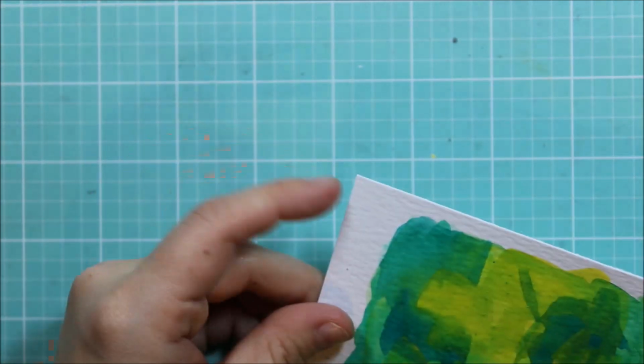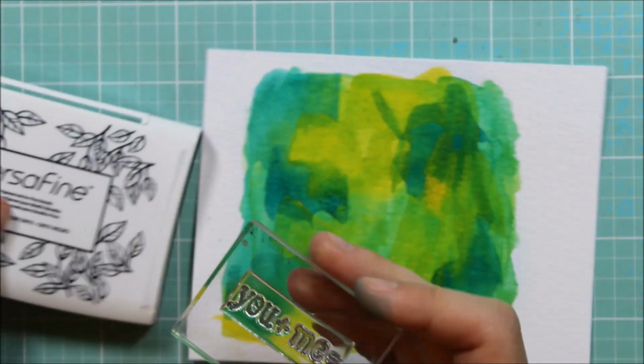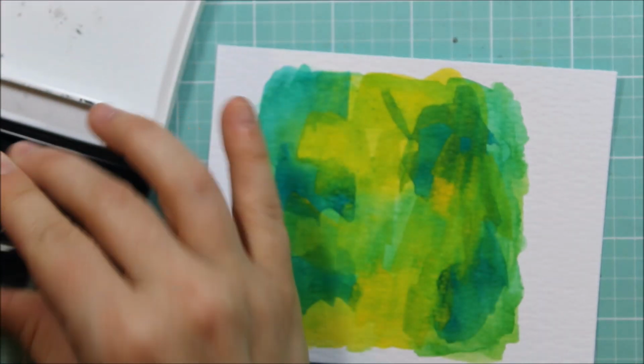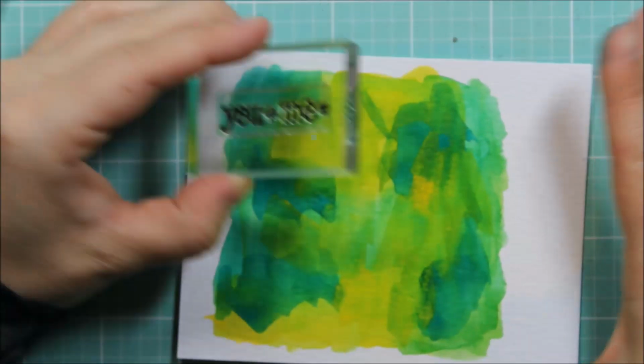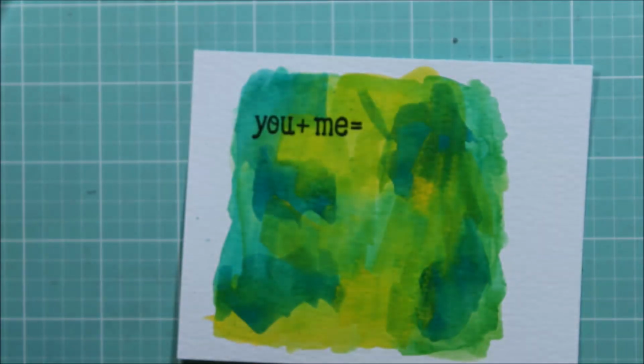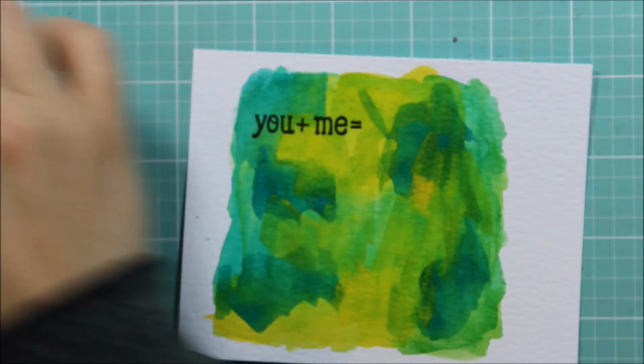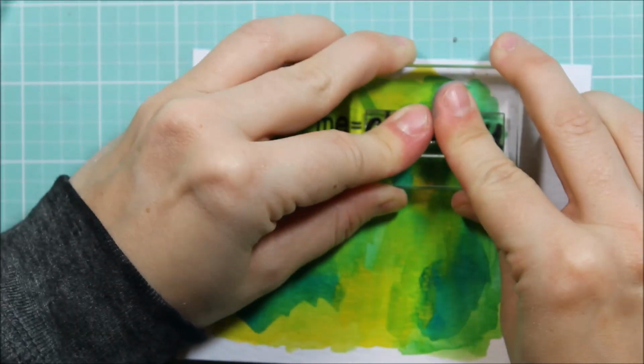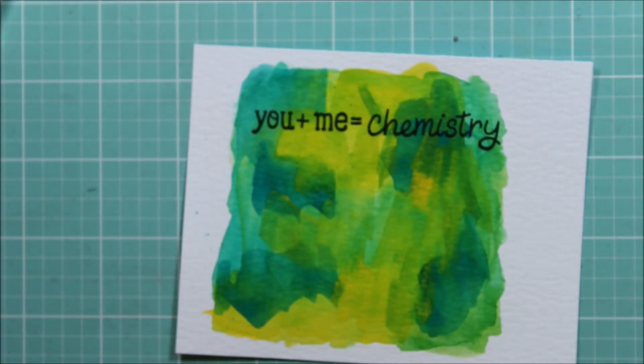And now I'm taking my card base, which I really like the way that it turned out. I don't know, there's something about it that I just like. It looks very organic. And I'm stamping my sentiment in black VersaFine ink, and it says "You plus me equals chemistry." And it's my husband and I's anniversary on January 24th. So this is the card I was making for him for our anniversary.